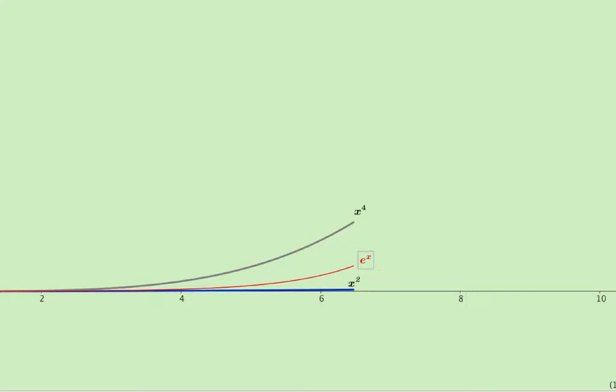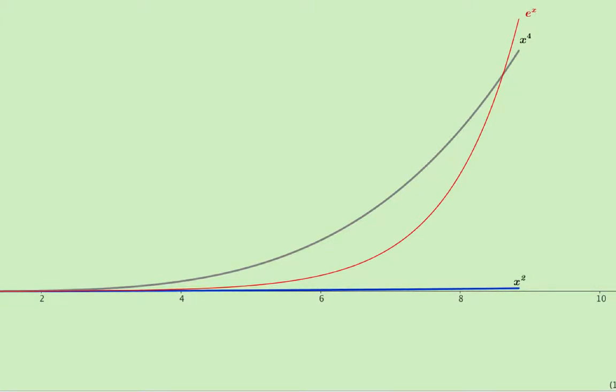Now, let me increase the value of x. You see that x squared is growing but slowly. X to the 4 is growing, but the exponential is growing even faster, and at this point, which is less than 9, bigger than 8, they are equal, and now the exponential has won.